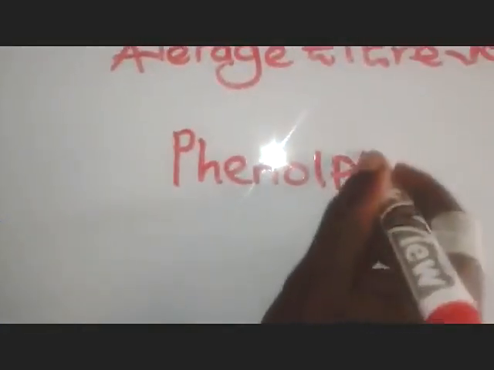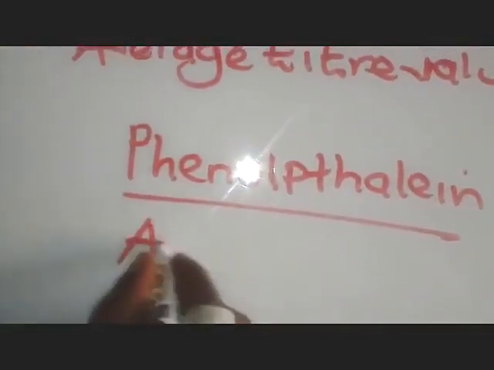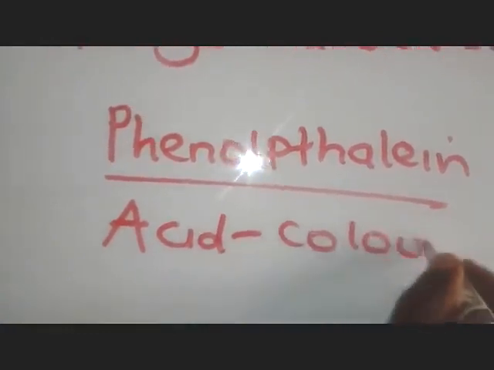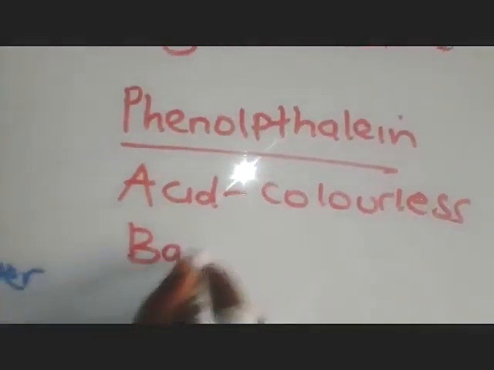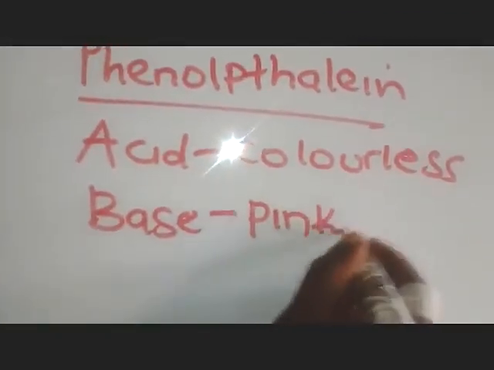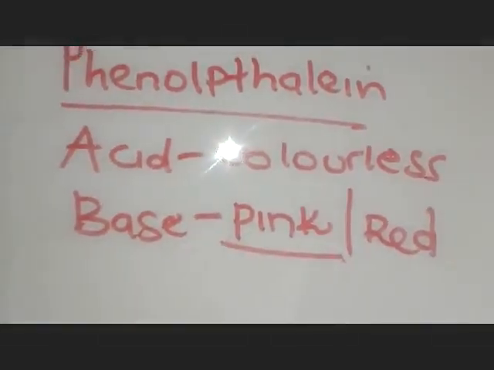Let me begin by demonstrating phenolphthalein indicator. This indicator, in acid, is going to be colorless. But when you put it in the base, you are going to discover that the indicator turns pink. You may find in some books they put red, but the base color will be pink.